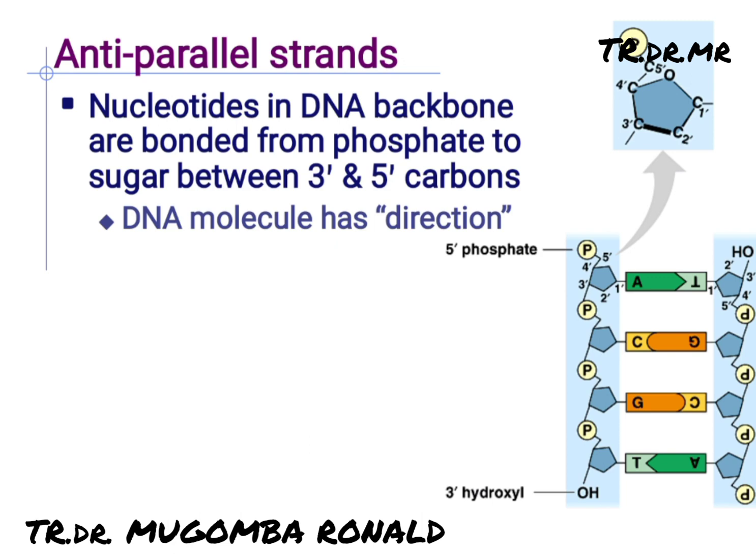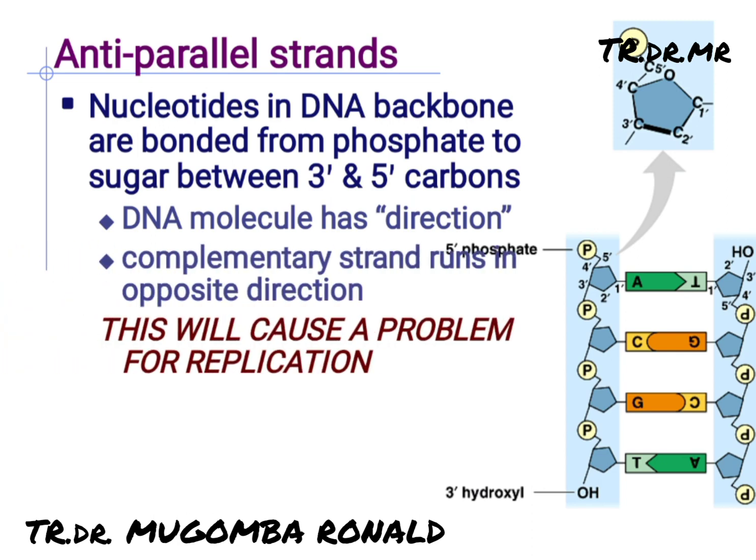The 5' is the side which has the phosphate group, and the 3' has the hydroxyl group projecting outwards. So you remember always that the 5' end is the one that has the phosphate group projecting outwards, and the 3' end is the one that has the hydroxyl group pointing outwards. Whenever we are pairing to form a double strand, the strands are usually complementary.